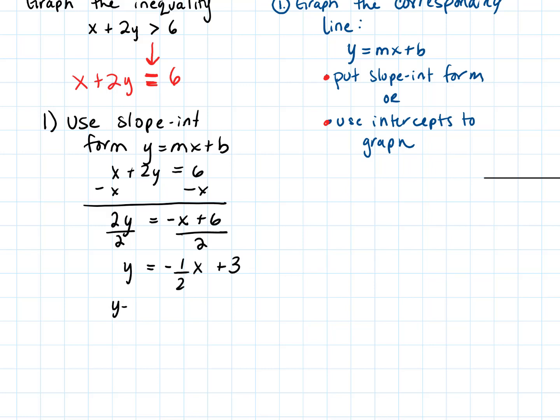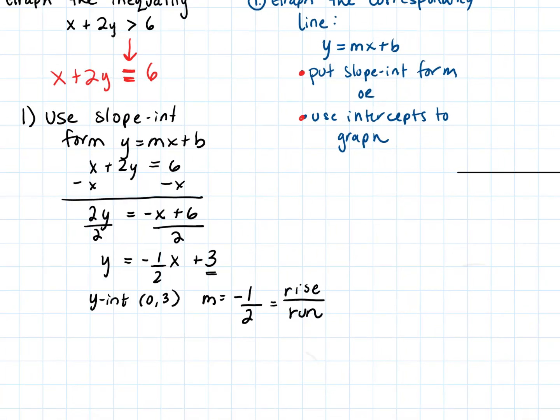So what that means is that my y-intercept, which is the b value, is at 0, 3, and my slope is negative 1/2. Now I push the negative into the numerator because I'm going to use that slope as my rise over run. And so the negative 1 will tell me to go down 1 unit and over 2 units.